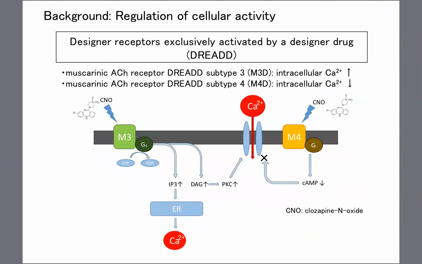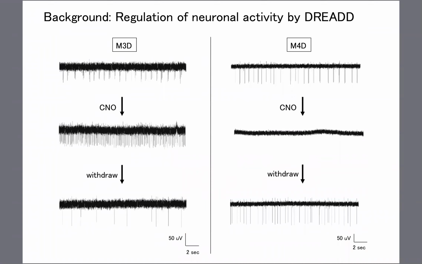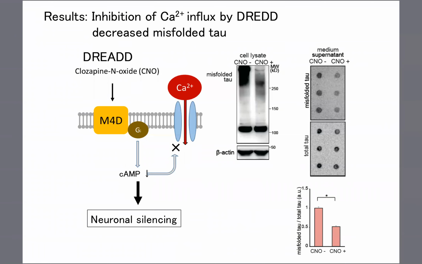We assessed the mechanistic link between excitation of neurons and misfolded tau using DREADDs. DREADDs enabled us to control neural activity. We incorporated DREADDs, consisting of human muscarinic acetylcholine receptors bearing artificial mutations, into FTLD iPS cells and generated neurons constitutively expressing DREADDs. As expected, these designer neurons responded to CNO, hM4D's exclusive agonist and hM3D's exclusive antagonist. Stimulation of hM4D by CNO inhibits calcium influx via Gi signaling and decreases intracellular and extracellular misfolded tau, suggesting that neural activity may modulate tau pathology.